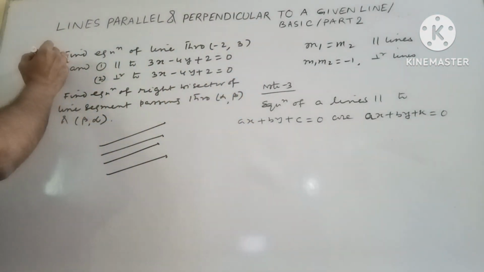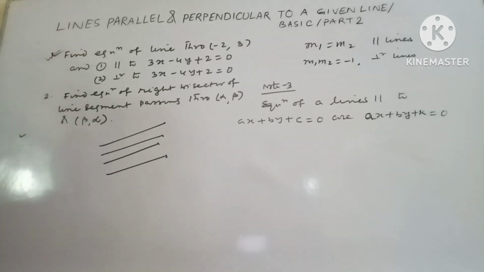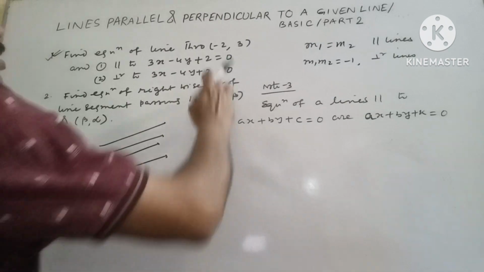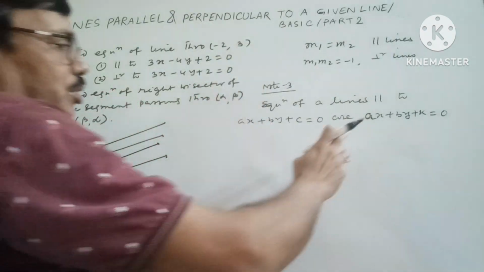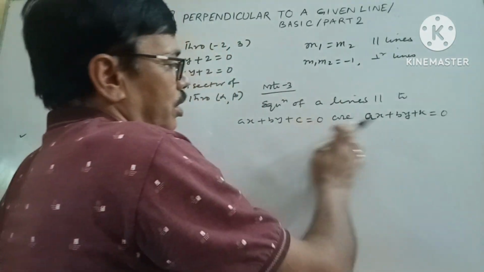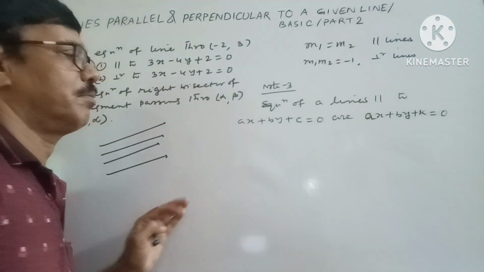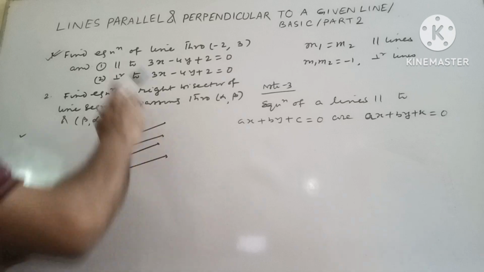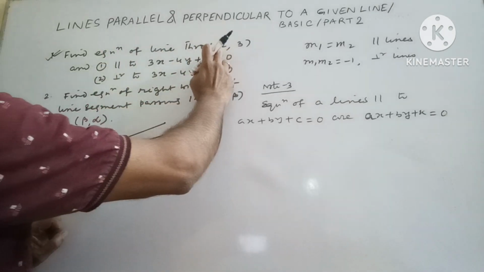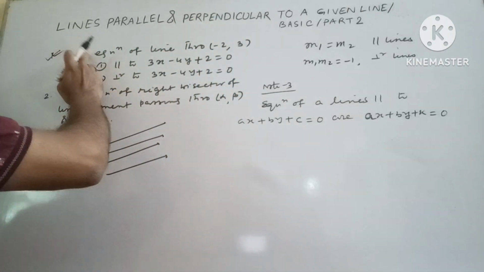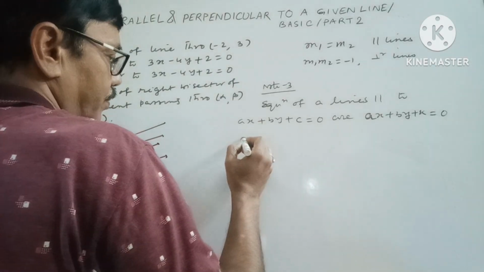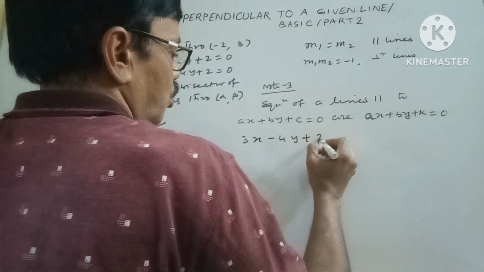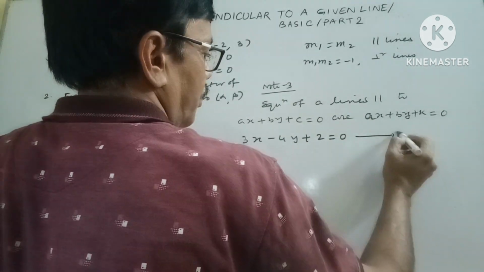Now, problem number 1. Application. Find the equation of line passing through minus 2, 3. So, this constant k is to be determined by using a condition. Find the equation of line passing through minus 2, 3. This is one condition, and parallel to the line 3x minus 4y plus 2 equals 0.